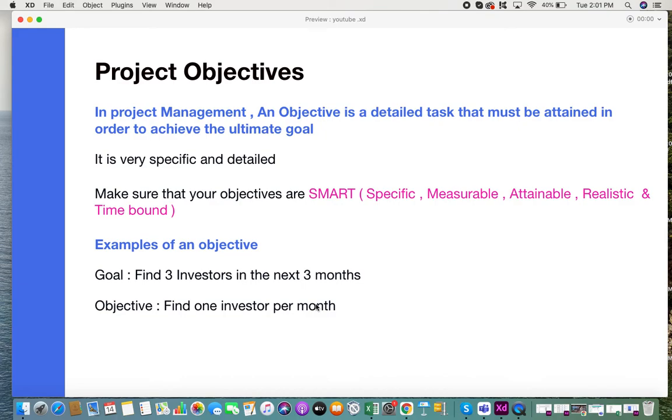I hope this video was informative. It provided base information on what goals and objectives are, since many of us sometimes get confused between goals and objectives. So this is a little bit of information on how your goals and objectives differ from each other and how to define SMART goals and objectives.